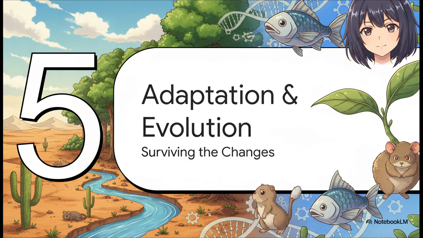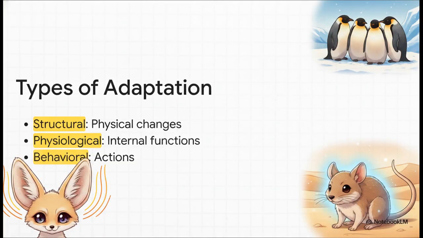Finally, Section 5. Adaptation and evolution. How do the actors survive when the stage changes? So to survive in these ever-shifting environments, organisms have to rely on adaptation, and this generally happens in three main ways. First, structural. Think of desert foxes evolving those massive ears to radiate body heat.